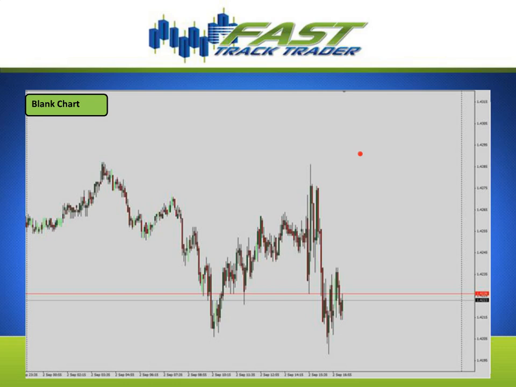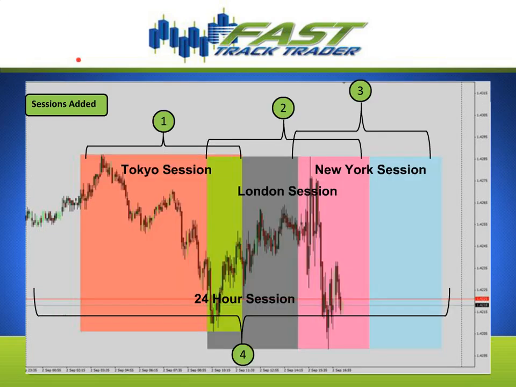So with FastTrack Trader, we try to give you a visual advantage and give you the items that you need to be successful. The first thing we do is we lay on session indicators, and this lets us know who we're trading with. The Forex market, for the newbies out there, trades 24 hours a day beginning on Sunday afternoon in the US and running all the way through Friday afternoon when the U.S. market closes. So it opens with New Zealand for the U.S. Sunday afternoon, and it goes all the way through Friday afternoon when the New York session closes.